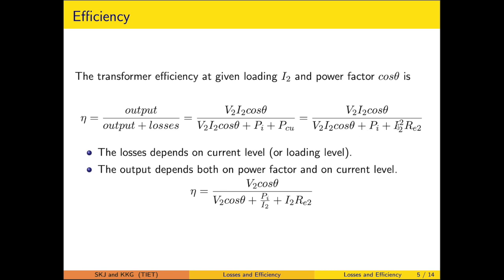Now the points to be remembered are that the output depends on the current level, or the loading level I2. It also depends on the power factor, because V2 is largely constant. However, the copper losses depend on the current level, and not on the power factor. Now we have divided the numerator and the denominator by I2, resulting in an expression like this. This is utilized to find the maximum efficiency.